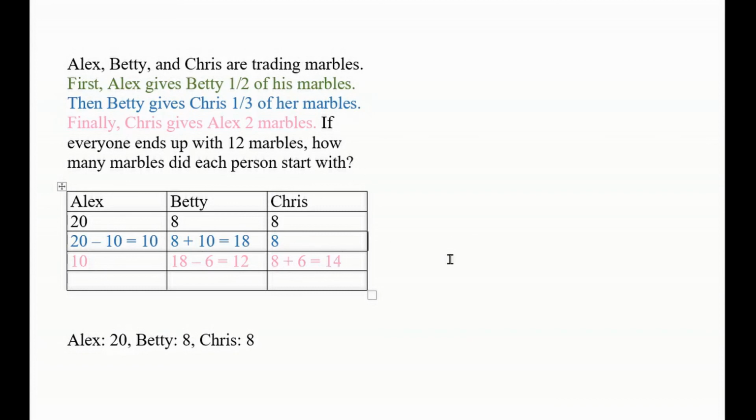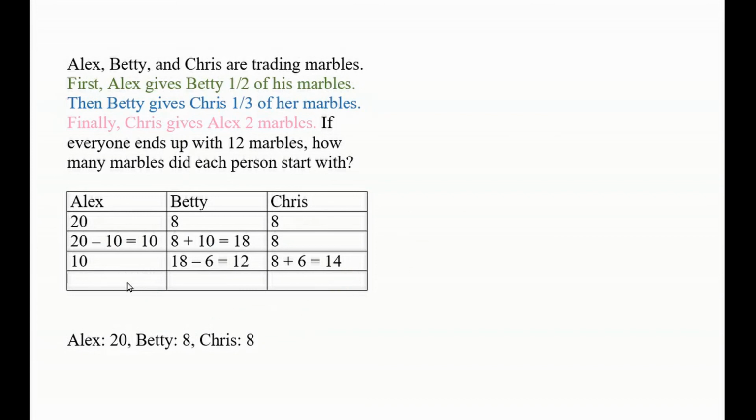Okay. Now, what happened with the pink sentence? Actually, I'm going to make my table all the same color. The colors are not relevant anymore. So now the pink sentence says, finally, Chris gives Alex 2 marbles. So now Chris is giving back to Alex. Note, it's not like going from left to right. We are now going from right to left. Chris is going to give 2 marbles to Alex.